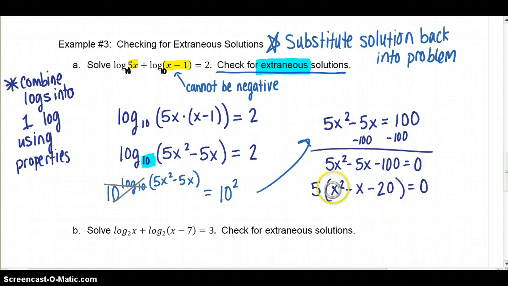Alright, so since this is just a 1x squared, I just need something that adds to -1 and multiplies to -20. Feel free to pause and try it on your own, but I'm just going to write the answer right here. x minus 5 and x plus 4.